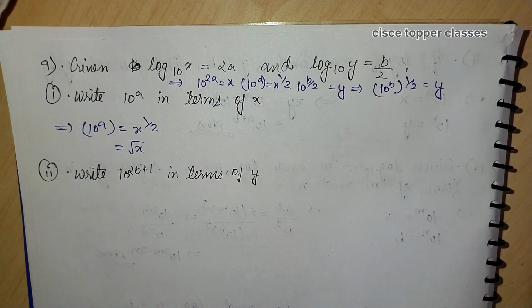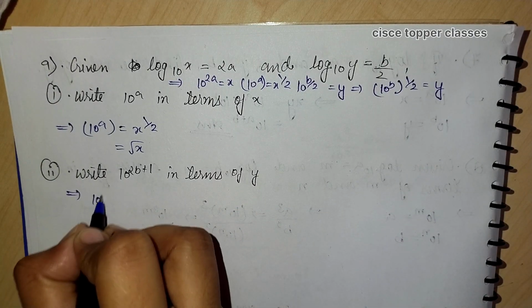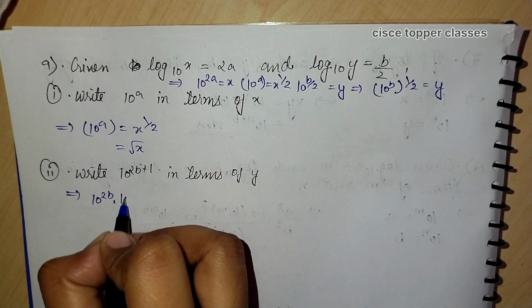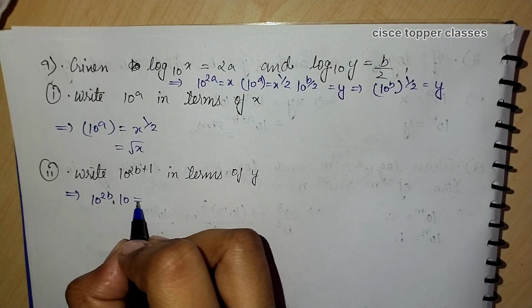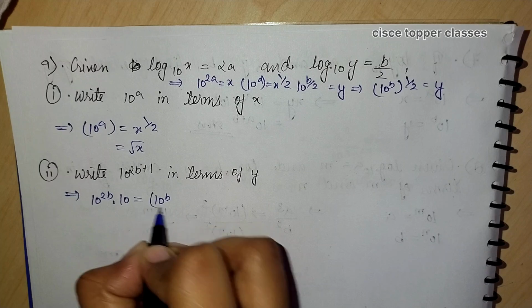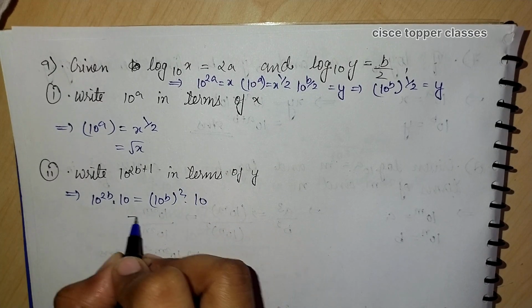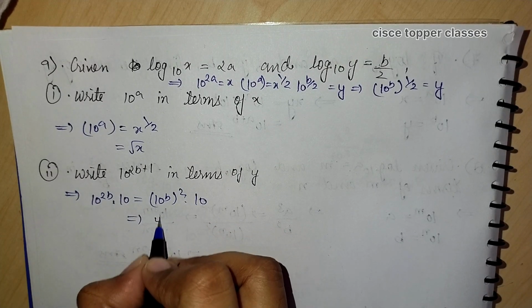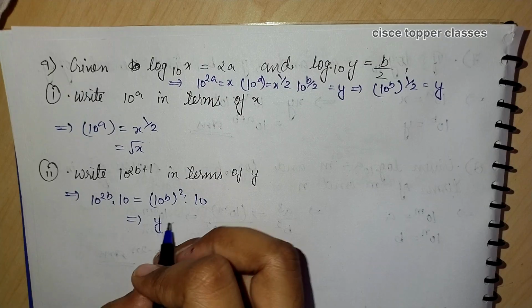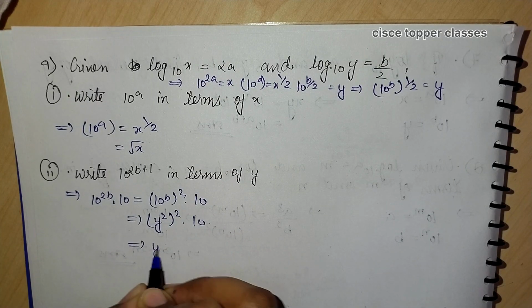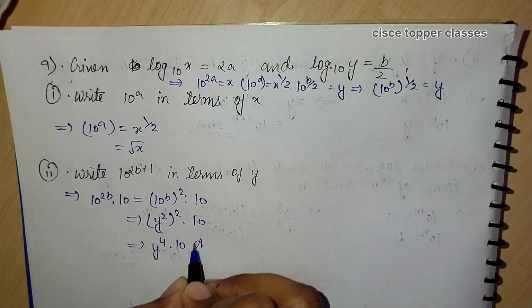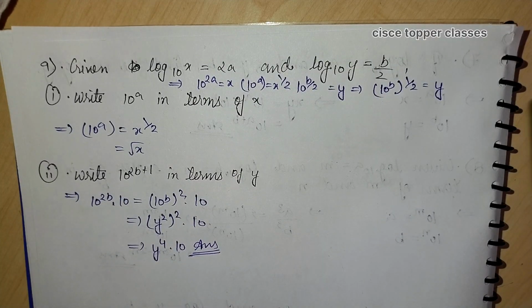So it will be 10 की power 2b into 10. Here we can write as 10 की power b का whole square into 10, which will be y का square का whole square into 10. So y की power 4 into 10 is the answer here in the second part.